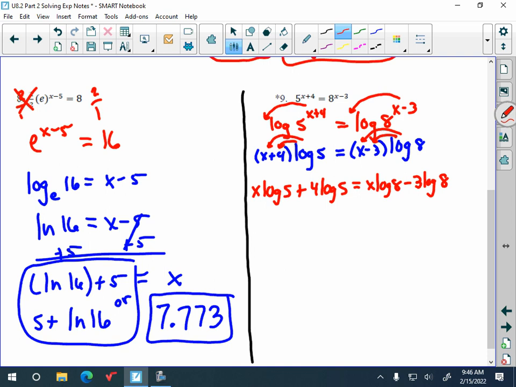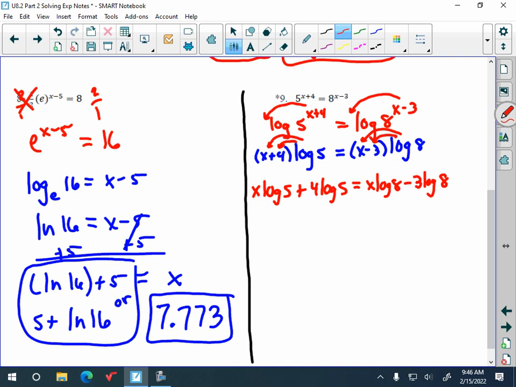All right, the next step is to get all the x logs on one side and all the logs that don't have x's on the other side. Doesn't matter which side you want to move things to. You can move all the x's on the left side, or move all the x's on the right. Doesn't matter. All right. So we're either going to subtract this x log 5 over here and we're going to add 3 log 8 over here, or we're going to subtract the x log 8 over here and then subtract the 4 log 5 over here. Okay?